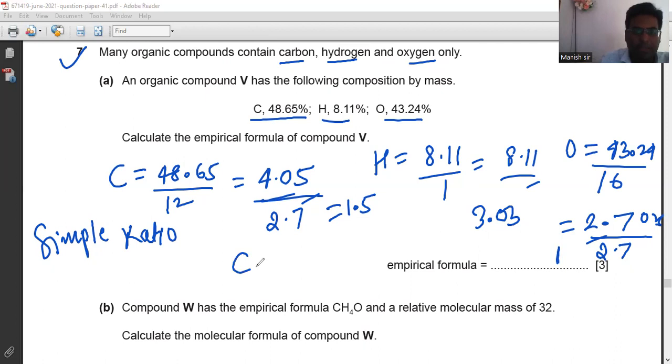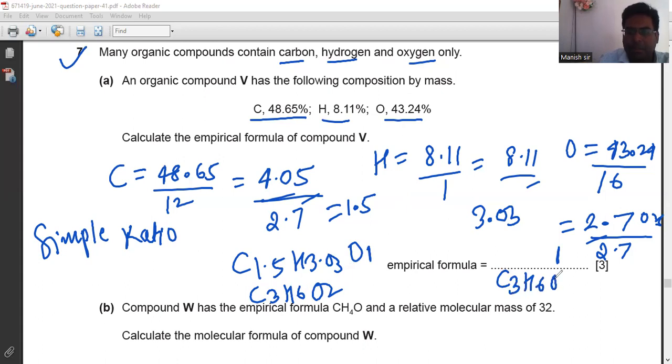So carbon is how much? 4.05 divided by 2.7 is 1.5, right? Carbon is 1.5, hydrogen is 3.03 and oxygen is 1. So to get a simple whole-number ratio, multiply by 2. So it will be C3H6O2. So this will be the empirical formula. The empirical formula will be C3H6O2. So write the calculation.